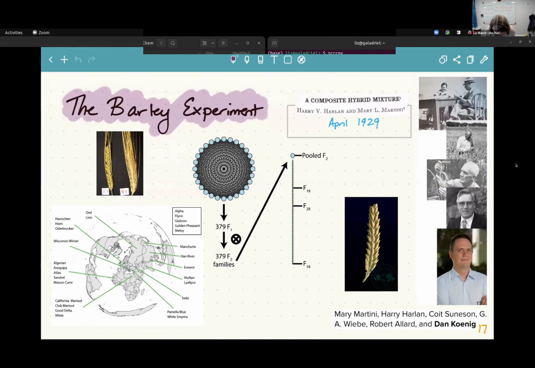So what they had done was they had taken, Harry Harlan and Mary Martini, who are the people up here in the top, they had taken a bunch of trips and went and found a bunch of different barley lines from a bunch of different places. And so you can see all the different barley lines that we're going to be interested in over here on the bottom left. And so they went and they found all these different barley examples.